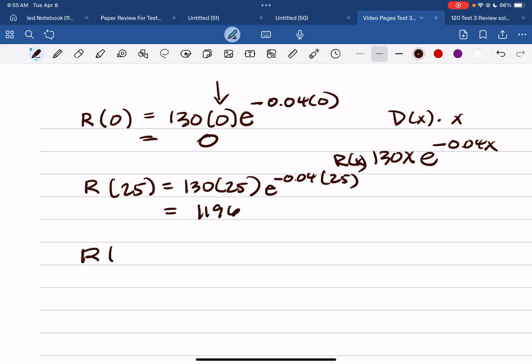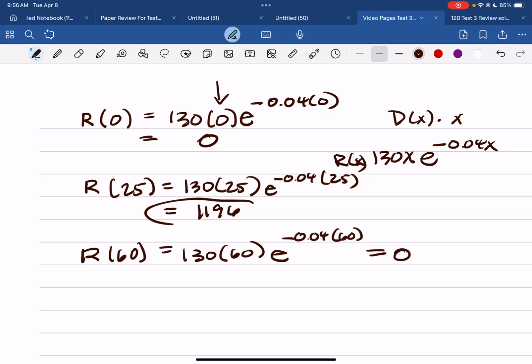And then when I do R of 60, 130 times 60 e to the negative 0.04 times 60 comes out to be approximately 0 again. So this is definitely my maximum. 25 units result in the maximum, and if they ask for the ordered pair, it would be 25, 1196. In this case, they just asked for the number of units. Now, be careful. It is not always the critical number. It can be the endpoint. You must check the endpoint.